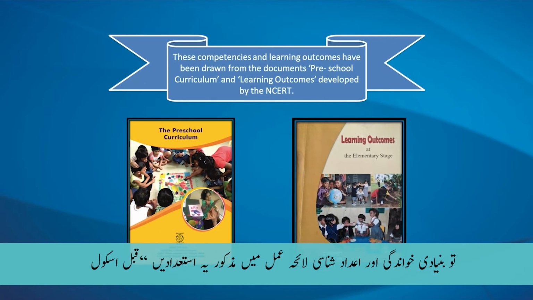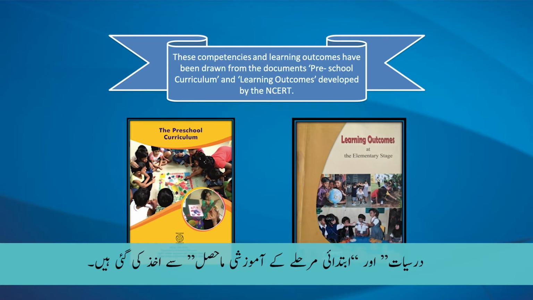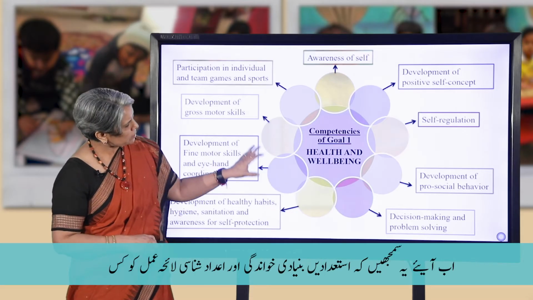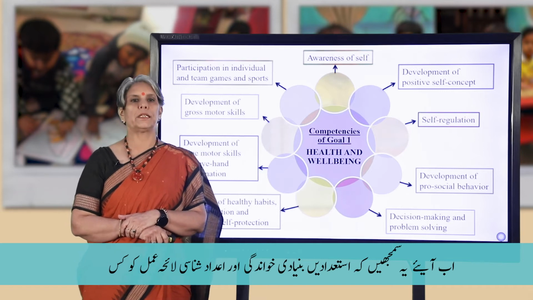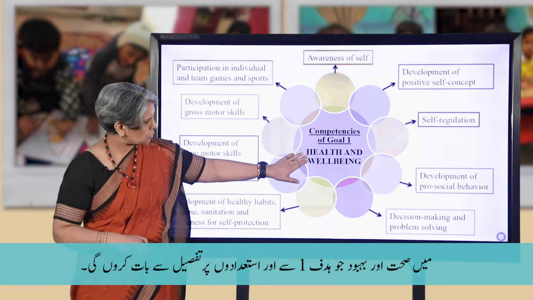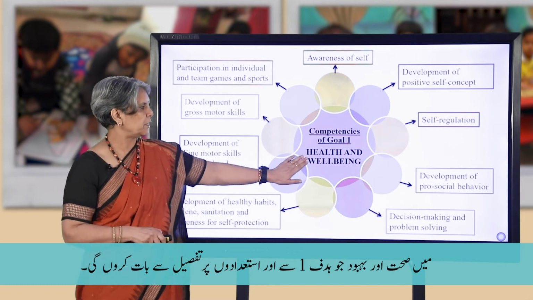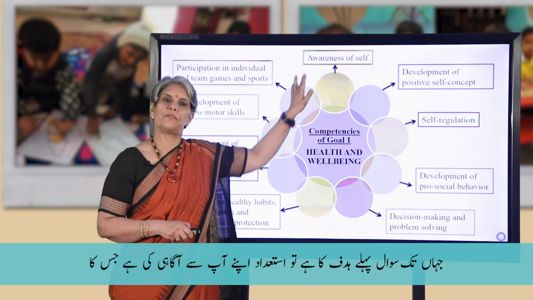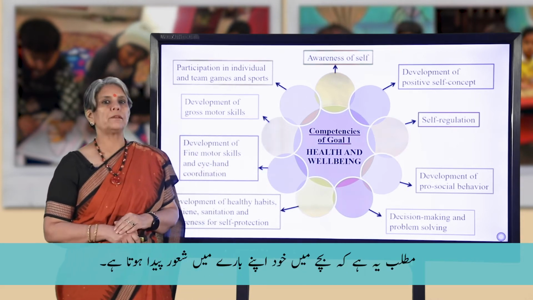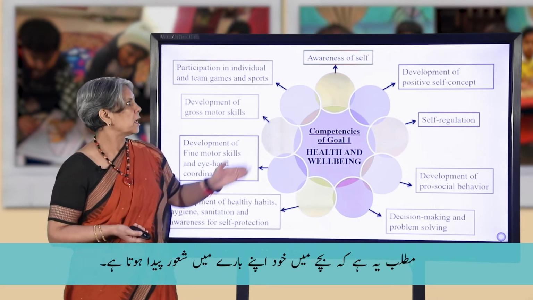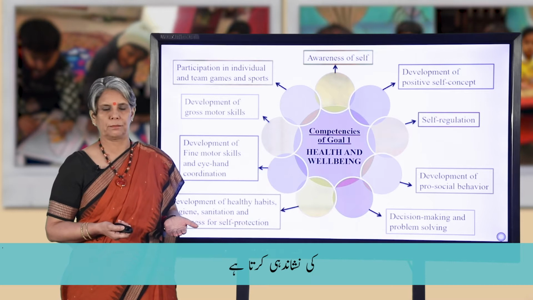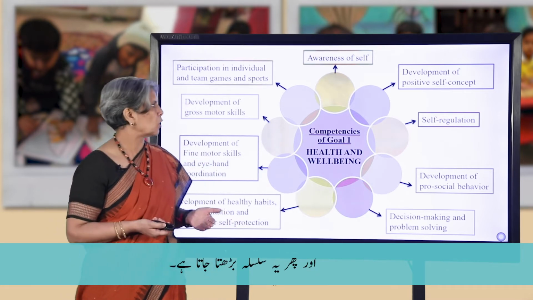Now, these competencies which are there in the FLN framework have been taken from the preschool curriculum and the learning outcome at elementary stage. Both of these documents have been developed by the NCERT. Now, let us understand how the competencies look in the FLN framework. So, I will talk in detail about the health and well-being, that is the goal 1, and the competencies. So for the goal 1, the competency is awareness of self. That means the child becomes aware of his own self. So here the learning outcome for preschool stage would be that he just defines the body parts, and then it keeps on increasing.